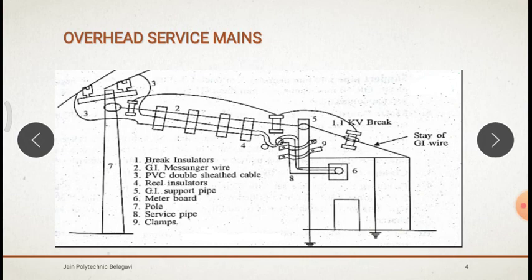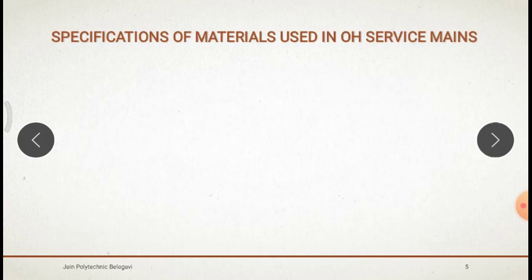The same service pipe will not be there, the diameter will be changing. Again, for the support pipe we are using a galvanized iron pipe. How much is that specification? We'll see now. One by one we'll discuss all the specifications of these materials which we are using in the overhead service main. So next is the specification of materials used in the service main.